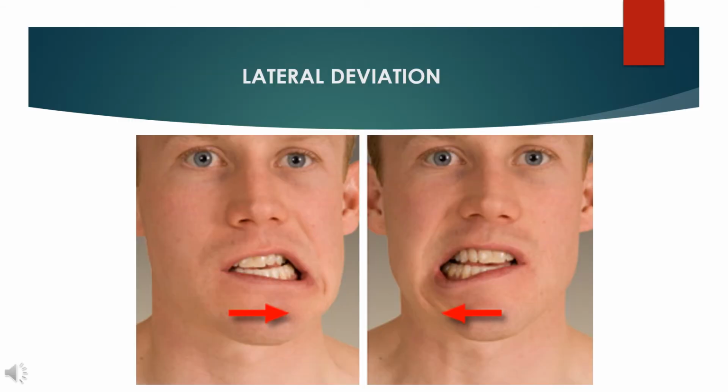Now we'll see the lateral deviation. A lateral movement that is for chewing and grinding is achieved by alternately protruding and retracting the mandible on each side. Now you will see the video of a lateral deviation.